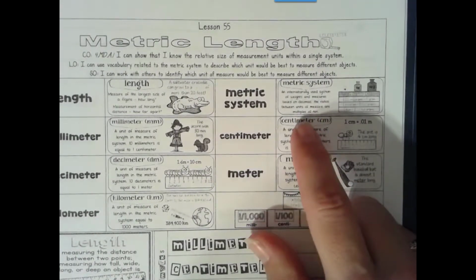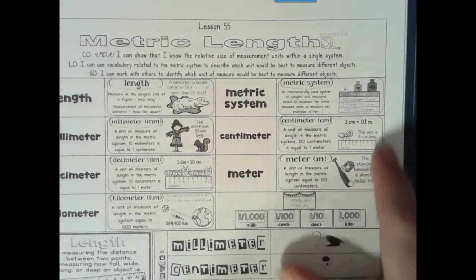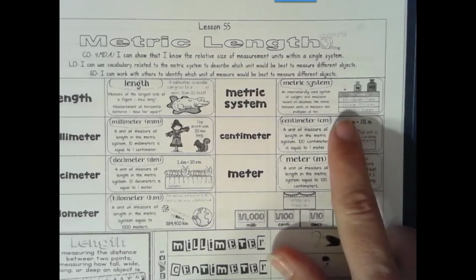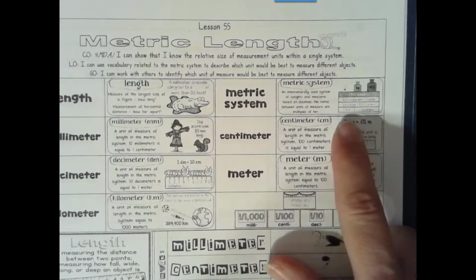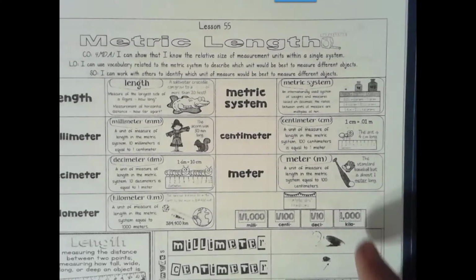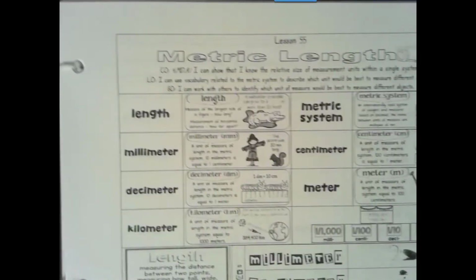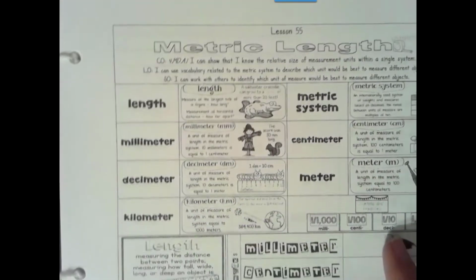Metric system. An internationally used system of weights and measures based on decimals. The ratios between units of measure are multiples of 10. So we have 1,000 milligrams, 1 gram. 1 kilogram is 1,000 grams. 1 ton is 1,000 kilograms in this chart. It's hard to see, but the metric system is one that you travel around the world. That's the unit of measure that they are using commonly. So here's many of our terms.